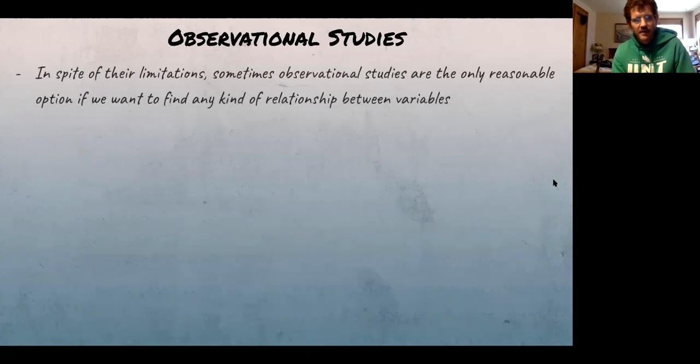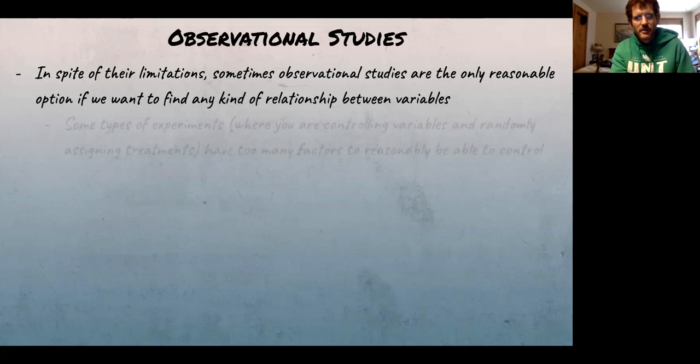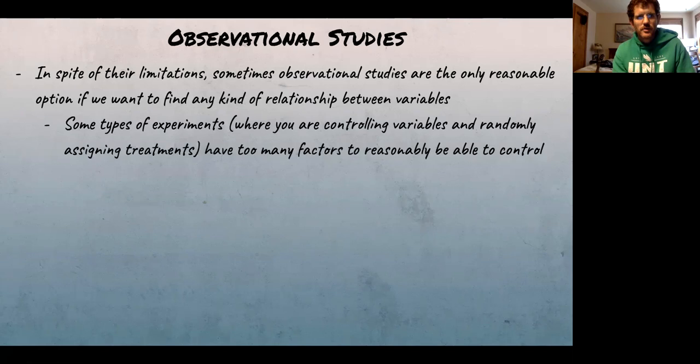Now, having said all that, they are incredibly useful. Their usefulness is limited. You can't say one thing causes something else because there's all those factors, but they are incredibly useful and very reasonable compared to experiments. Some types of experiments have too many factors to reasonably be able to control. You can imagine, if you're trying to set up experiments for certain things, there's just way too many variables that you can't possibly control in the real world.